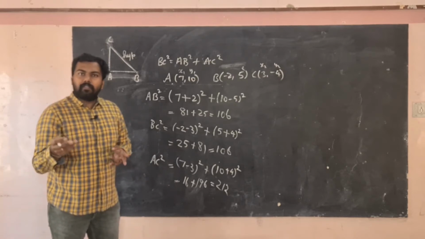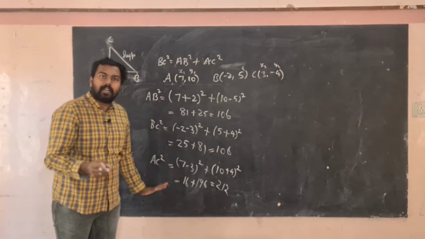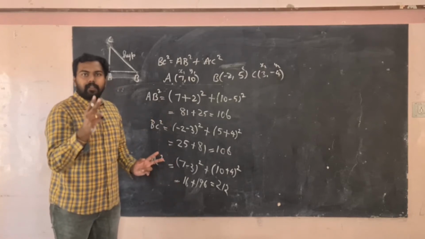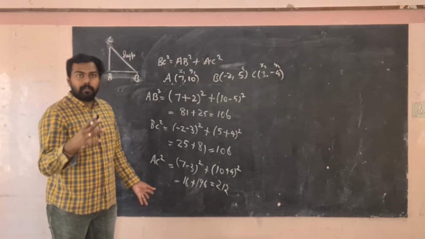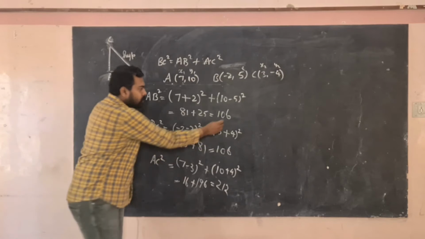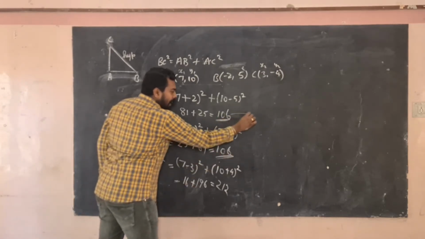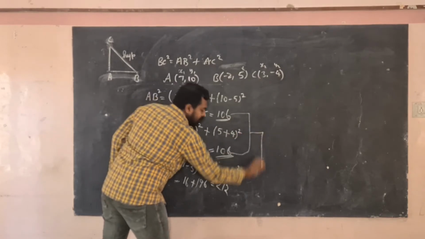The sum of squares of any two sides will be equal to the square of the other side. If we square two sides and add them, it will be equal to the square of the other side. See here, here it is 106. Here also it is 106. If I add these two, I will get this answer.